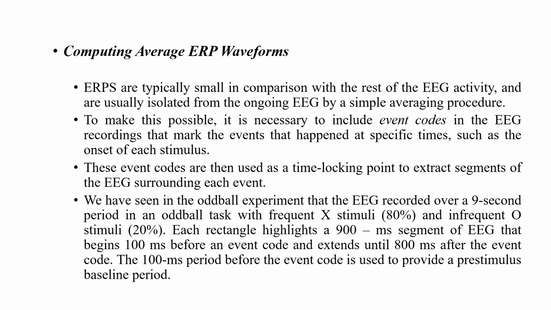We have seen in the oddball experiment that the EEG was recorded over a 9-second period in an oddball task with frequent X stimuli that were coming around 80% and infrequent O stimuli that were coming around 20%. Each rectangle, basically the area that you take off, highlights a 900 millisecond segment of EEG that begins 100 milliseconds before the event code and extends until 800 milliseconds after the event code to capture processing post-stimulus. The 100 milliseconds before the event code is also used to provide a pre-stimulus baseline period as to what was happening before the stimulus even appeared.